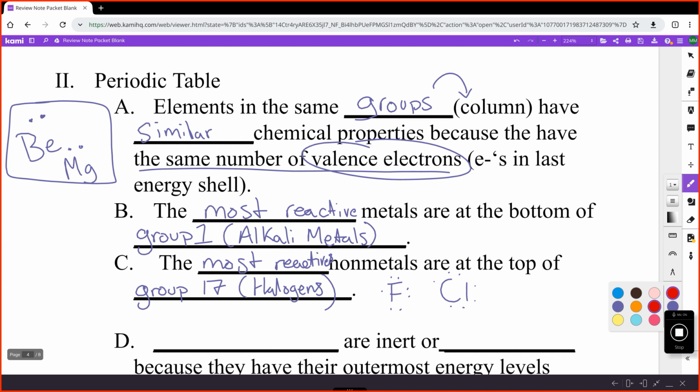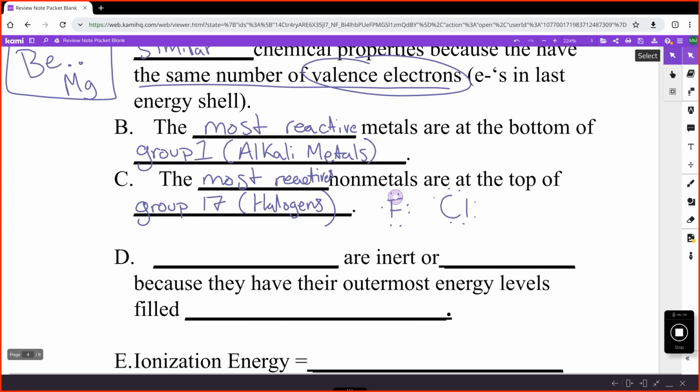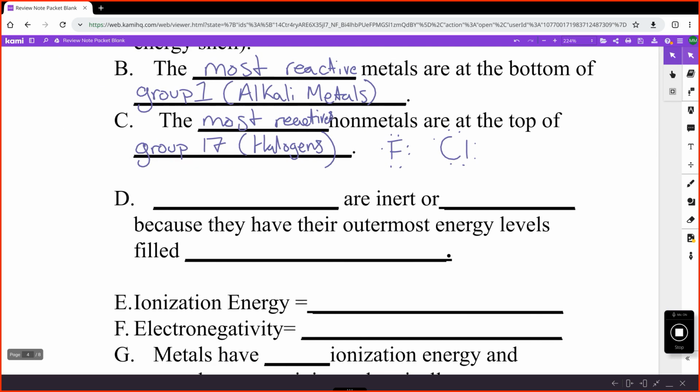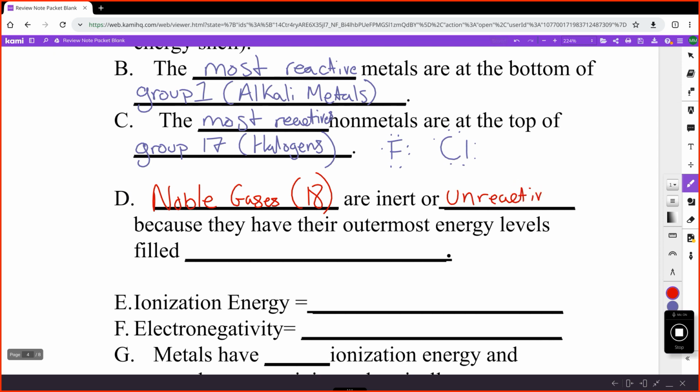Some of you might be thinking, well, what about that last group? How can it be that they are not the most reactive group of nonmetals? Well, the group 18 people are very special. They're called the noble gases in group 18. They are very special because they are inert, and the word inert means unreactive.